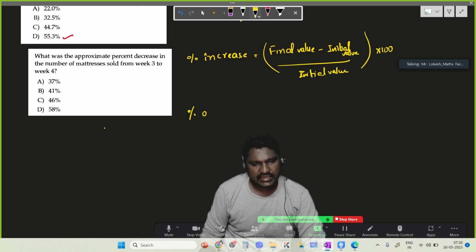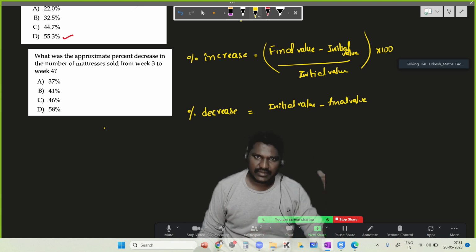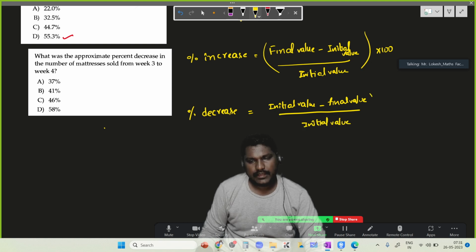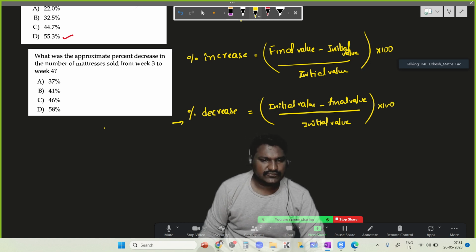Whereas percentage decrease will be initial value minus final value, because whenever the value is decreasing, the initial value will be more, so we subtract from the initial value. So initial value minus final value by initial value, times 100. Since we are asked to find the percentage decrease from week 3 to week 4, we use the second formula.